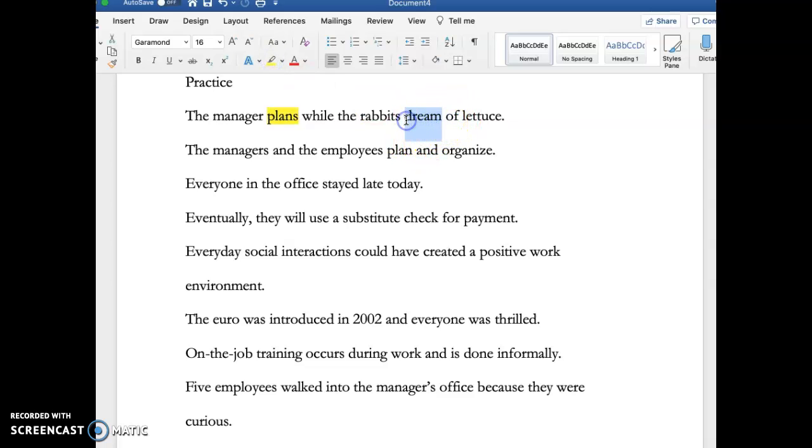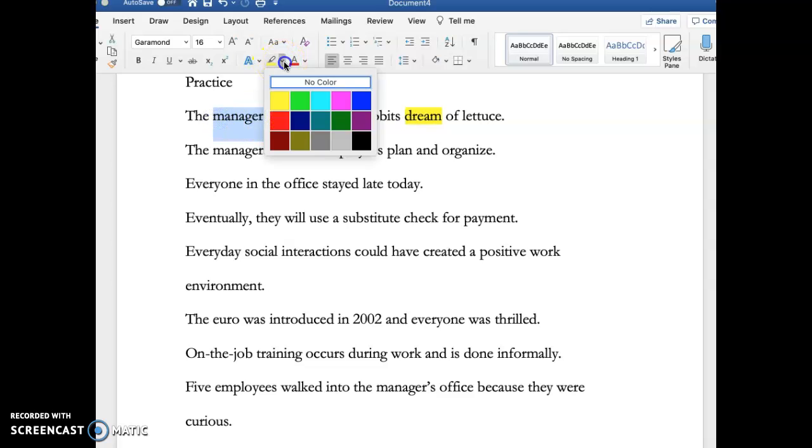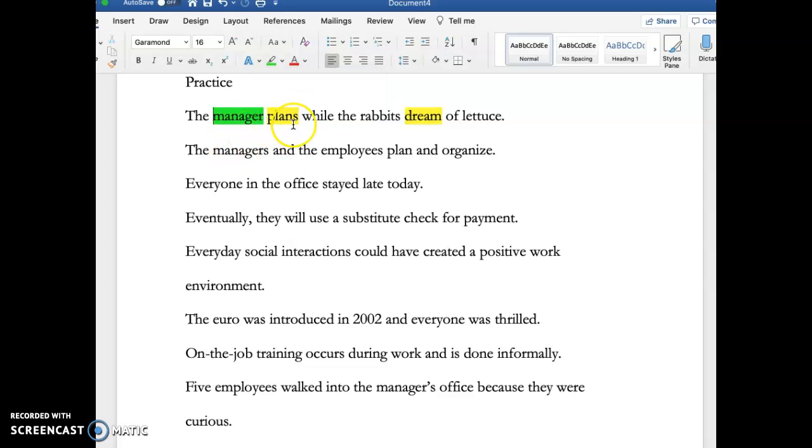Do you see this? Dream. Dreaming is an action that you can do. Now, this is tricky because these verbs don't all have the same subject. In this case, who does the planning? The manager plans. Who's dreaming? The rabbits are dreaming.